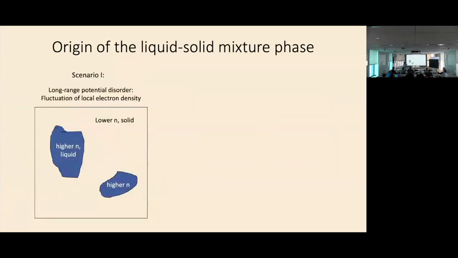Okay, this kind of electron liquid-solid mixture phase can potentially have many different physical origins. Two commonly described pictures are scenarios like this. One scenario: once you have disorder, maybe a natural thing to have is long-range potential fluctuation. Then when you increase the electron density, some regions will have higher density, some regions will have lower density. Naturally, the lower density part will be more like solid, and the higher density part will be more like liquid. And this long-range potential disorder can naturally lead to a liquid-solid mixture.